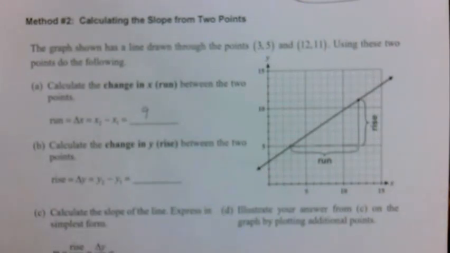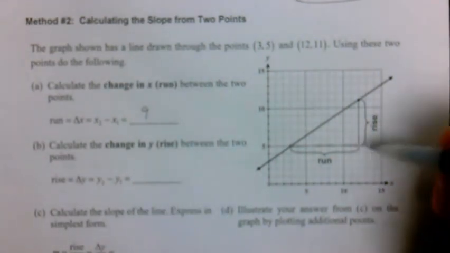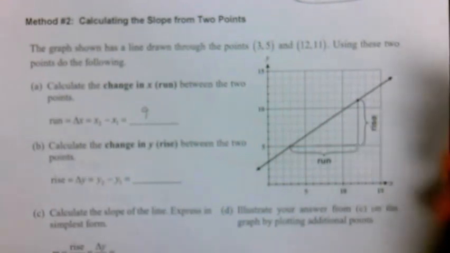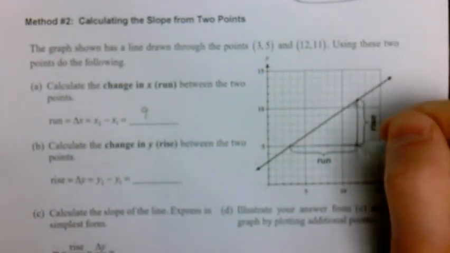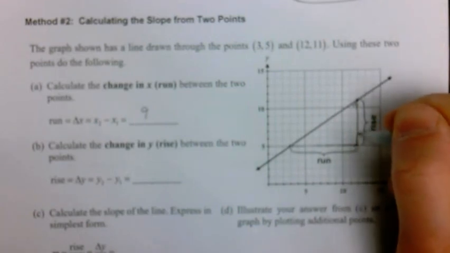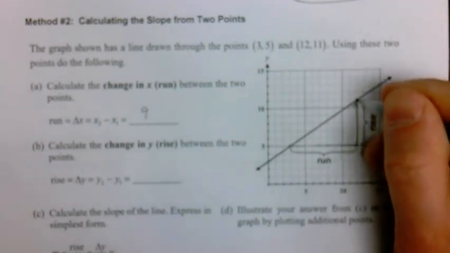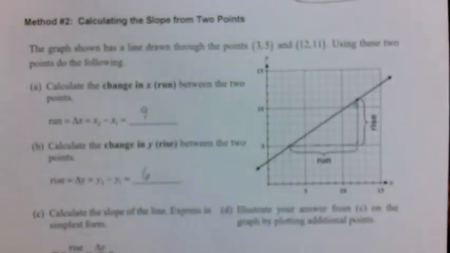The next thing that we're going to do is calculate the change in y, which is our rise between the 2 points. So I've made it here, and now I have to count up until I get up to the second point. So from here, I'm counting up 1, 2, 3, 4, 5, 6 units, and that ends up being my vertical rise.